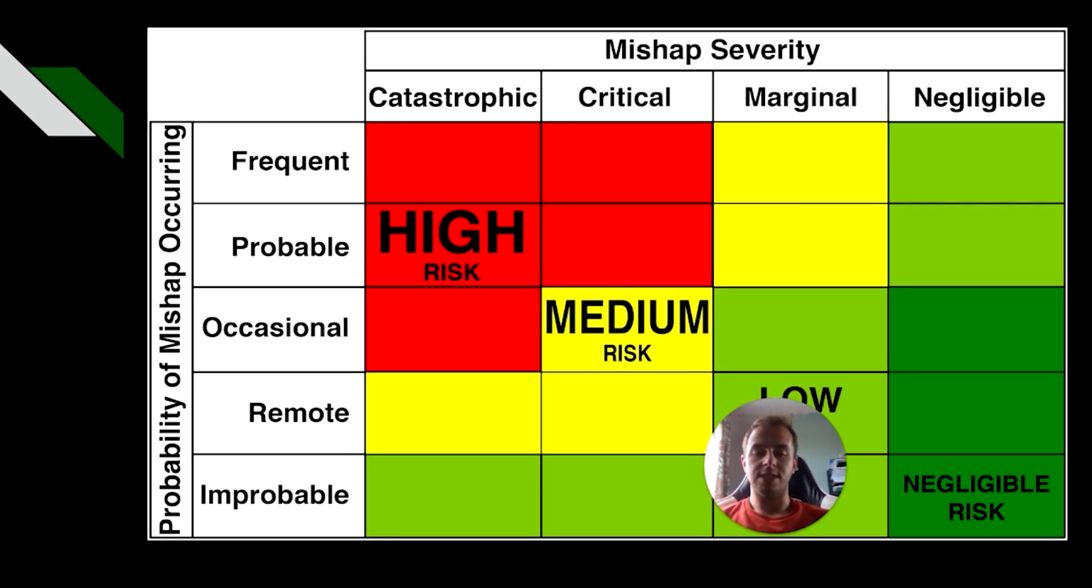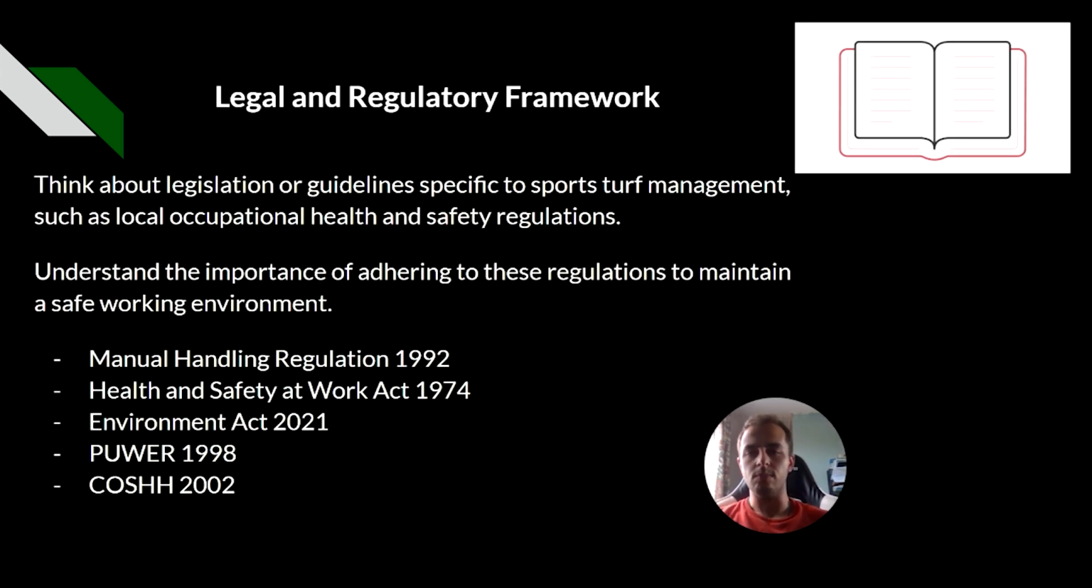So, for those that haven't seen before, this is a real basic risk assessment. So, it's got a probability of an incident occurring and then the severity of that potential incident. And as we can see, we just go through the risks here. So, if it's improbable and negligible with the severity, it's going to be a negligible risk. But if the hazard is happening quite frequently and it has a high potential of being critical, then we can assess the situation from there.